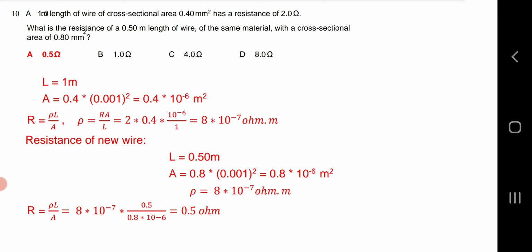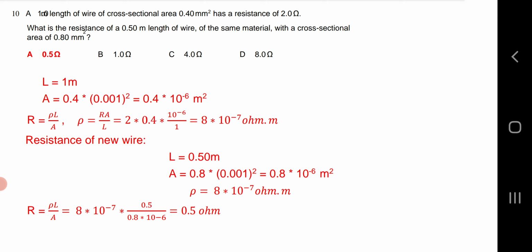Okay, last question for this session. If one meter length of wire of cross-sectional area 0.40 millimeter square has a resistance of 2 ohm, what is the resistance of a 0.50 meter length of wire of the same material with a cross-sectional area of 0.80 millimeter square? While solving these types of questions, remember one thing, units should be the same. So first of all, you have to learn how to convert millimeter square into meter square, as length is given in meters.